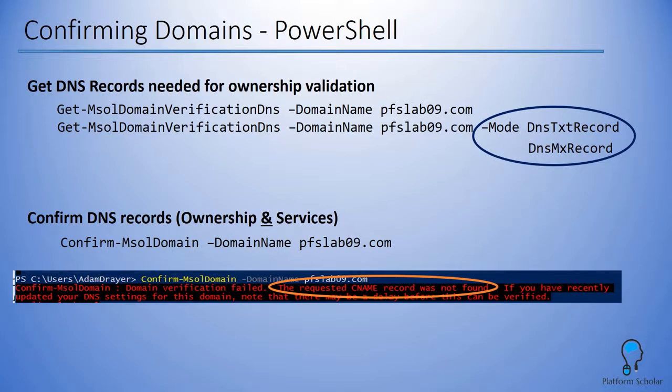So you could perform domain verification via PowerShell if you wish. First, you can use the Get-MsolDomainVerificationDns command to display the necessary records for confirming ownership, and you can specify whether you want to use the TXT record or the MX record method. You can also use the Confirm-MsolDomain command to verify that the DNS ownership has been set up correctly. If successful, the command will change the status of the new domain to verified. If it can't be verified, it will complain that it can't find the CNAME record for some reason, even though adding only the TXT record is required for verification.